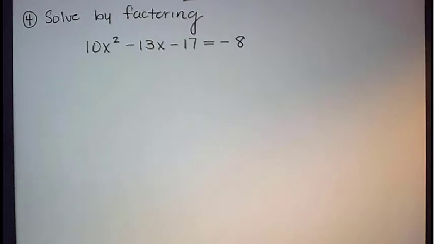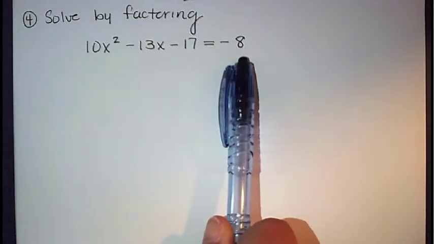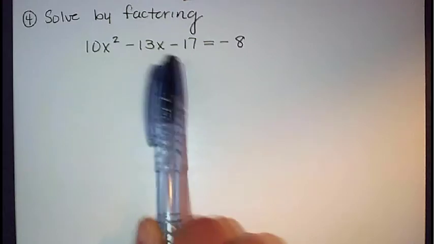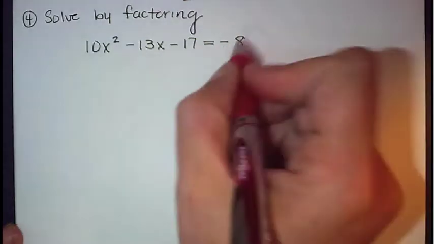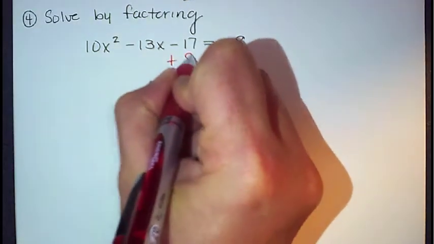So for our next example, this is again the same idea. It's presented to us in a non-factored form, so we do have to make sure to factor it. So again, we need it equal to 0, so this -8 that's over here needs to be moved to the other side so that we can factor this guy. So we're going to add 8 to both sides.